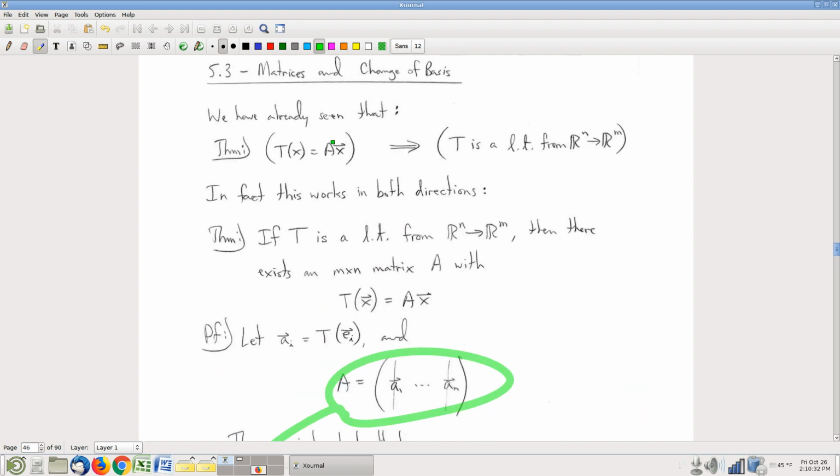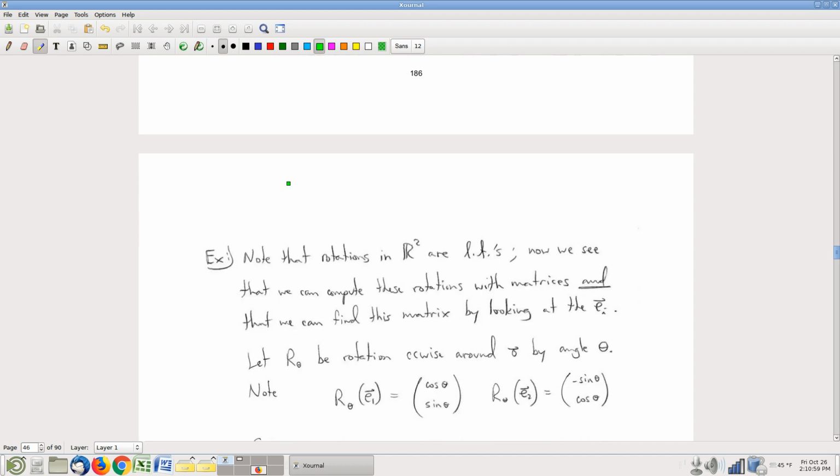Neat thing then. You can think of matrices and linear transformations from Rn to Rm as being kind of the same thing. You give me a matrix, I know it's a linear transformation. You give me a linear transformation, I can represent it with a matrix. It's like they're the same thing. Again, in this Euclidean context, Rn to Rm. Alrighty, let me show you an example of how to capitalize on this.